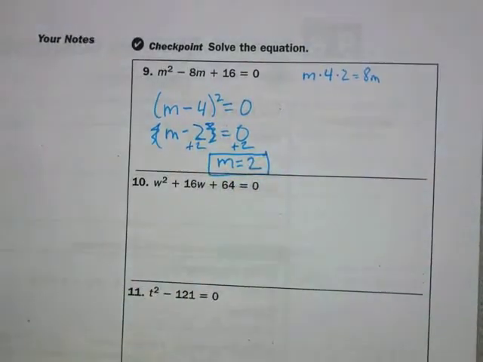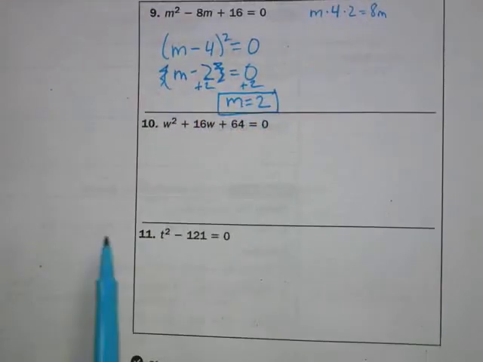All right, do 10 and 11, but pay attention to 11. It's not a perfect square trinomial. See if you can get it.